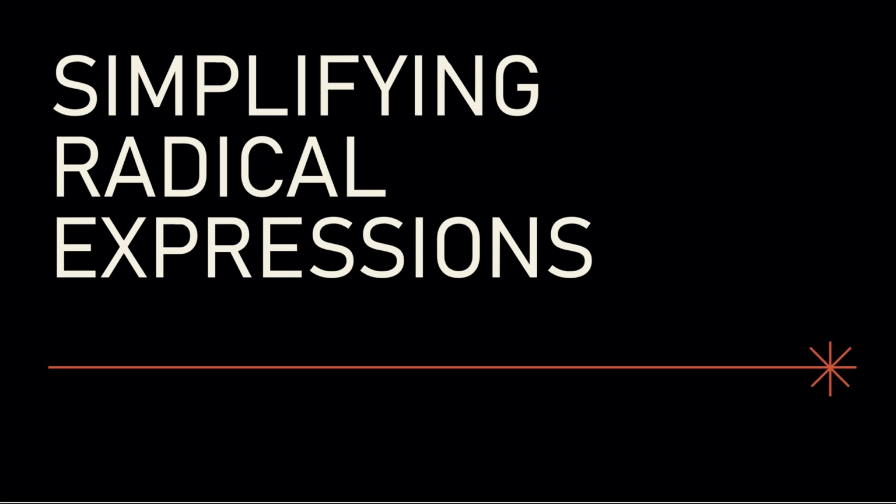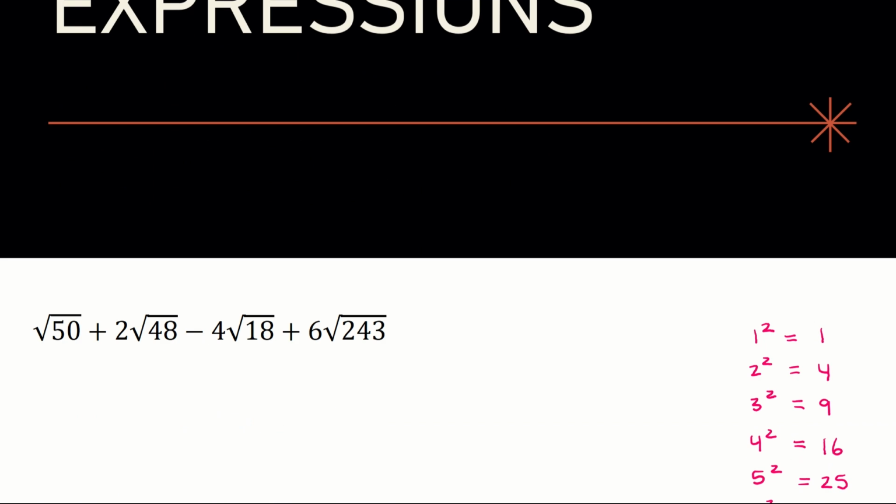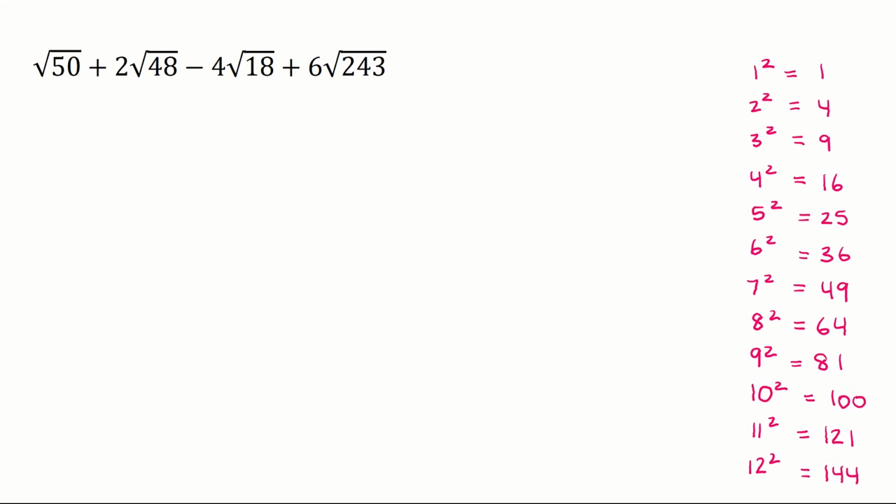Hi everyone, in this video we're going to learn how to simplify radical expressions. Make sure that you are good with simplifying radicals before you attempt to do this. So our first example here, we have the square root of 50 plus 2 times the square root of 48 minus 4 times the square root of 18 plus 6 times the square root of 243. And we're going to start this by simplifying these radicals.